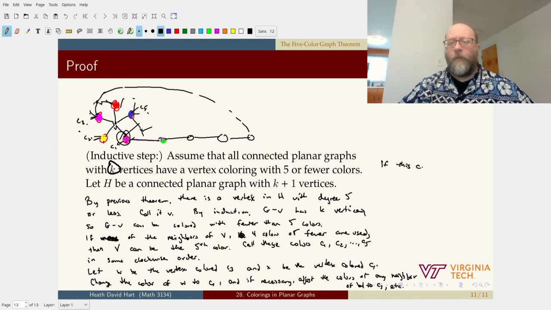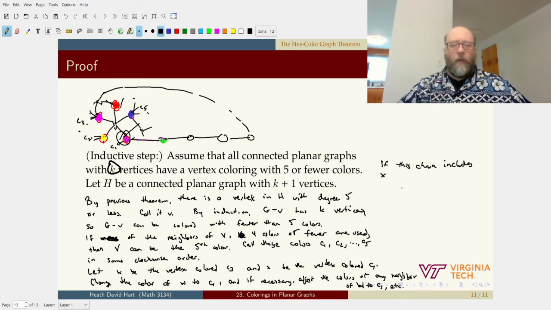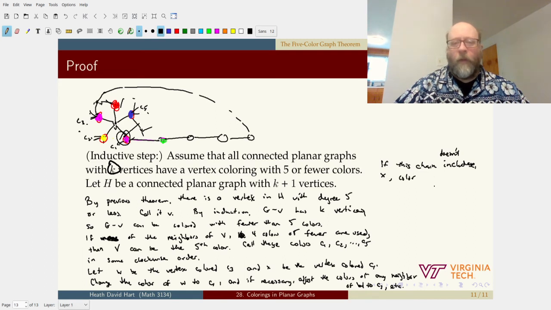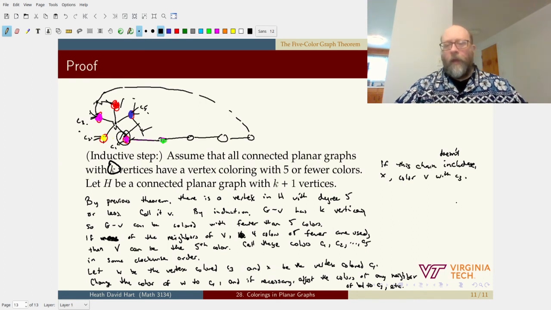If this chain includes the first color, well, let's say first of all, what happens if this doesn't include X? If the chain doesn't include X, we will color the vertex V by which color? By the color C3. And we're done.